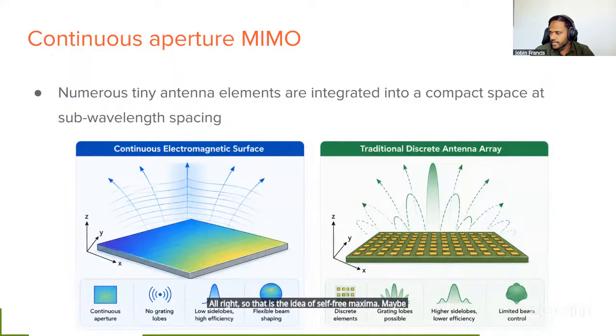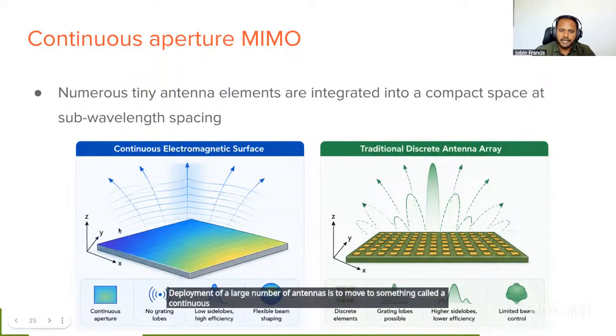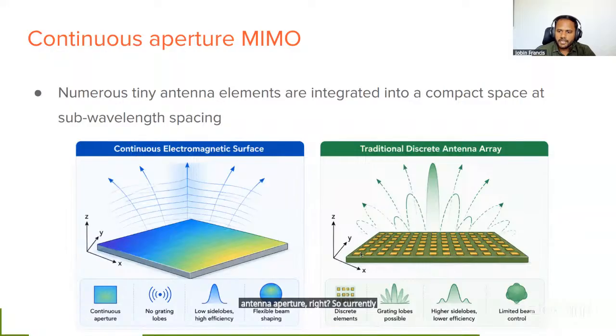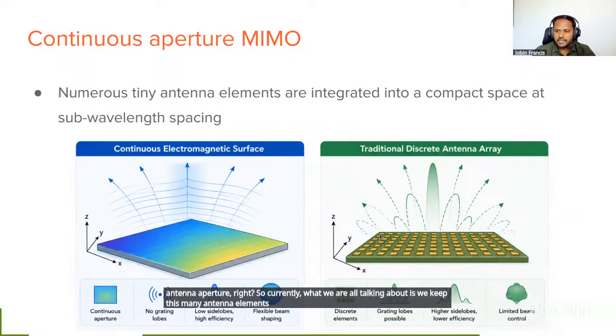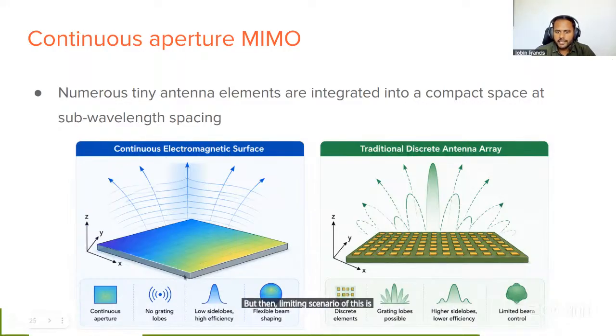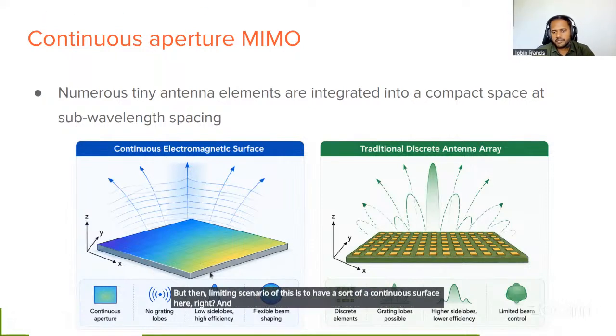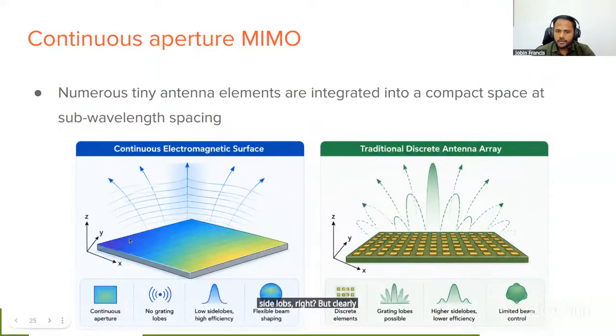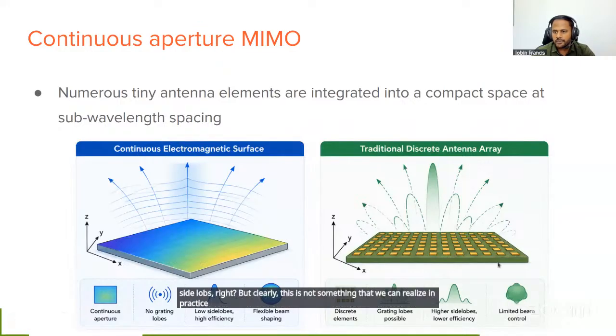Maybe I'll just quickly introduce the related ideas. The other vision for deployment of a large number of antennas is to move to something called a continuous antenna aperture, right? So currently what we are all talking about is we keep these many antenna elements. These are discrete elements, right? And you keep increasing their number, possibly by packing them close to each other. But then a limiting scenario of this is to have a continuous surface here, right? And this continuous surface can generate beams which are very finely controlled, and there is no issue of grating lobes or side lobes, right? But clearly this is not something that we can realize in practice, and always we are going to have this sort of a discrete architecture.